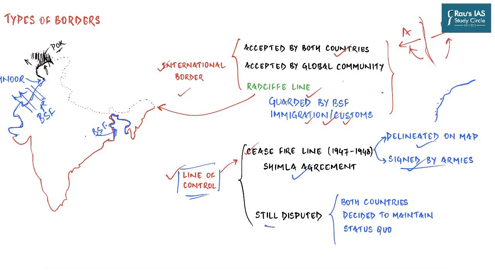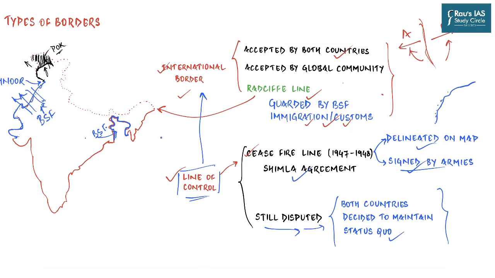It is still disputed. We still show Pakistan occupied Kashmir in the map of India, which basically means that we do not as of now agree to this particular line as an international border, and so it is not a permanent border according to both the countries. But they have agreed to maintain the status quo for at least some time to come. Of course, it has lasted for 60 years. Where this line is located could also change, or it could transform itself into an international border.